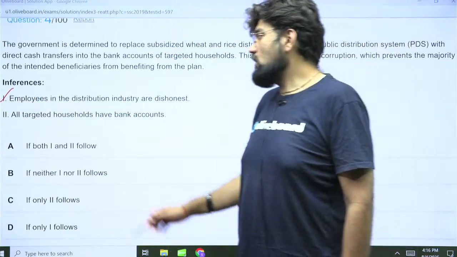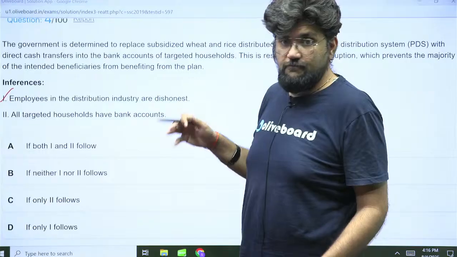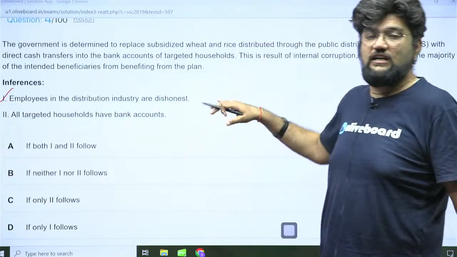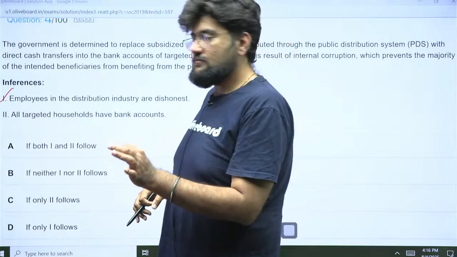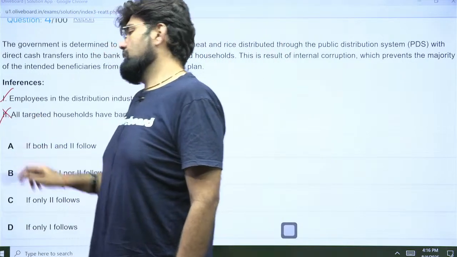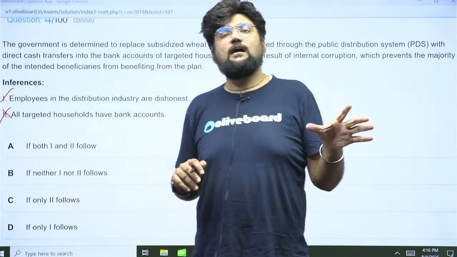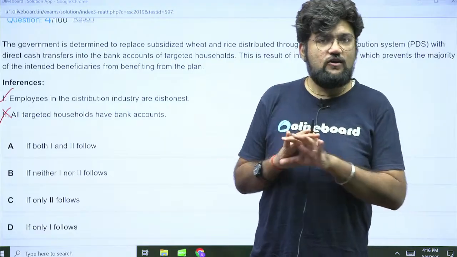The second one says all targeted households have bank accounts. Now a lot of people feel that yeah, of course they have bank accounts. That is why there will be direct bank transfers. Can you draw this as an inference? As a definite inference? No. Whether they have bank accounts or not, that's a secondary case. I cannot draw that inference.